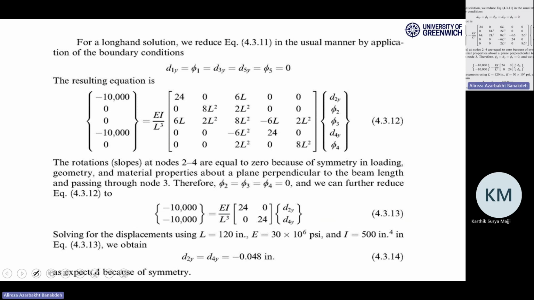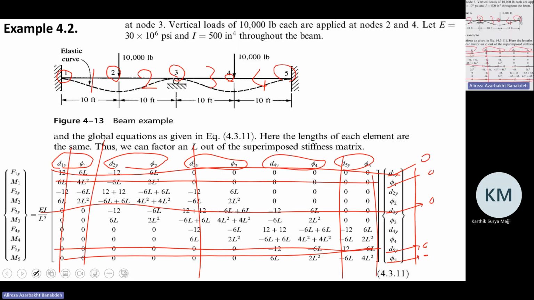So in joint number 2, number 3, and number 4, you will have some unknown deformations and rotations. And here is a 5 by 5 matrix. And here you have your own external forces. The external forces are like, for example, here you have d2y and phi2. So here you have f2y equal to 10,000, and m2 is 0. If you had something like this, m2 wouldn't be 0.